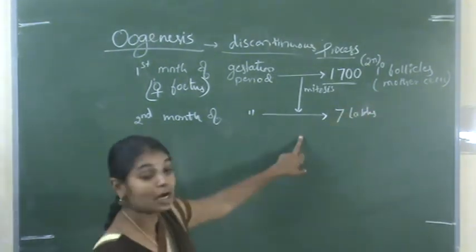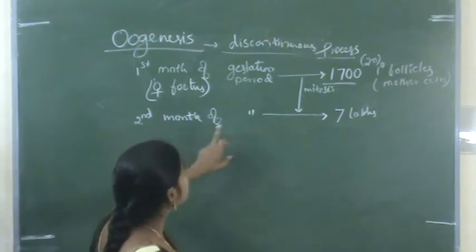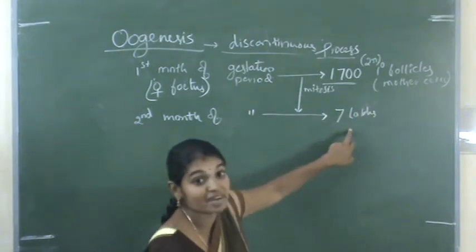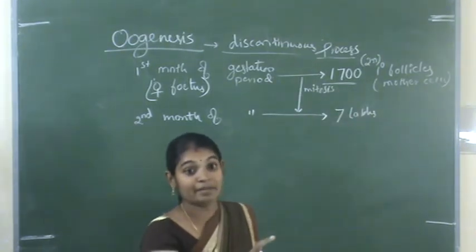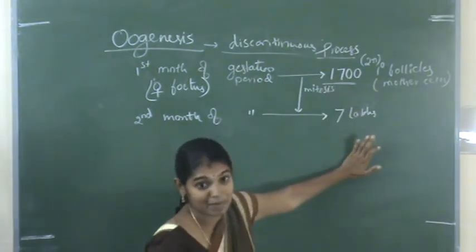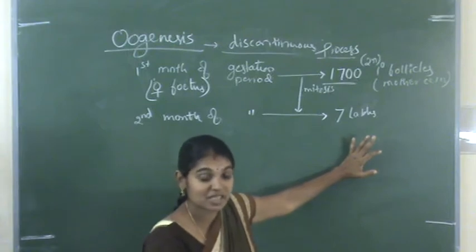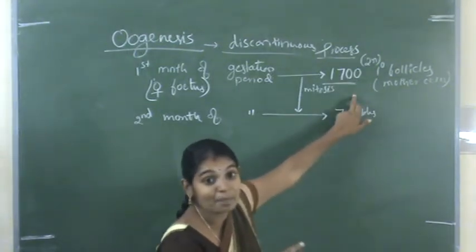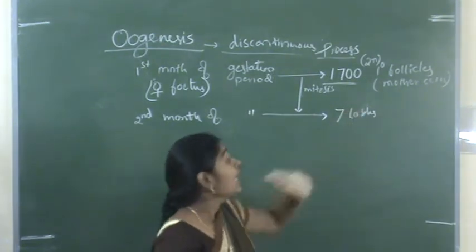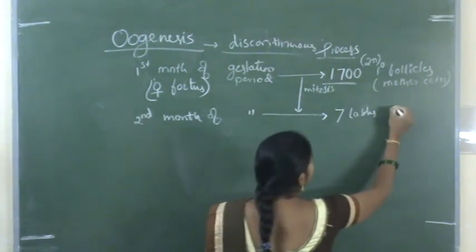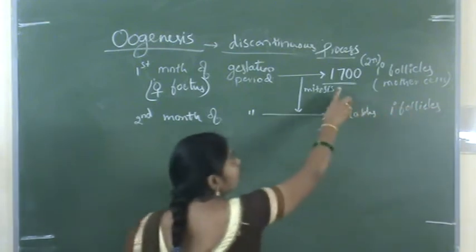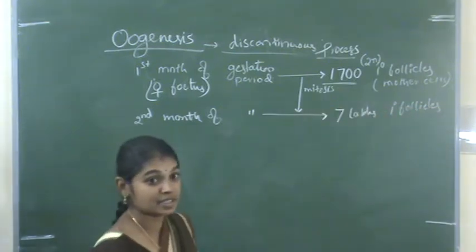So now at the second month of the gestation period, this number increases to 7 lakhs in each ovary. In each ovary. So there is another ovary, the same process is taking place. Because ovaries are paired structures, I am taking this number in each ovary. In a single ovary, this is the number. And these are the same primary follicles again, because only the number increases.